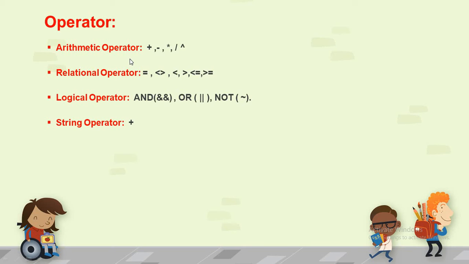Arithmetic operators are used to perform calculation on numeric values. Relational operators are used to compare two different values. This operator will always return a single value as a result. Logical operators are used to compare two or more values. This operator will always return a single value as a result. It may be true or false. And string operator: QBasic uses the plus operator to combine or concatenate two strings.